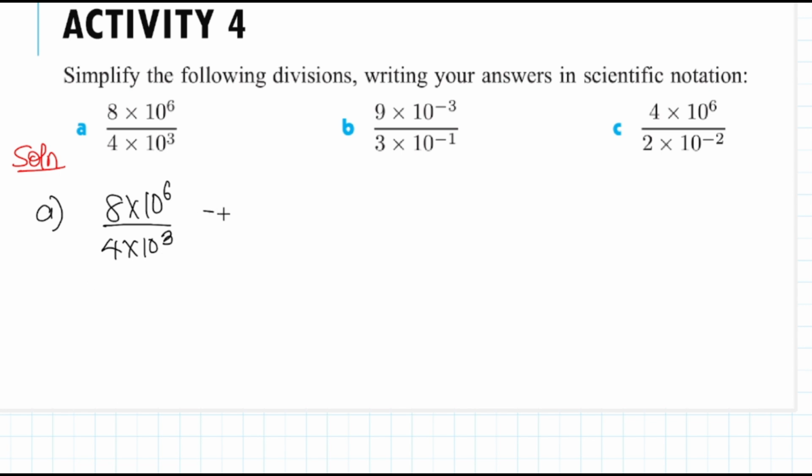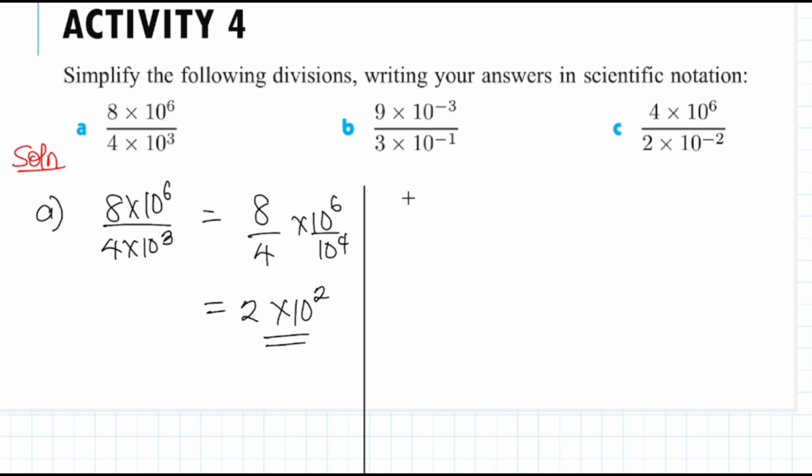So we are going to use the same logic we used before. So that will be 8 over 4, which is collecting like terms, times 10 raised to the power 6 over 10 raised to the power 4. So 8 divided by 4 is 2. 6 minus 4, use the law of indices, division law. So 6 minus 4, that is 2. So 2 times 10 raised to the power 2, and that is the correct answer.